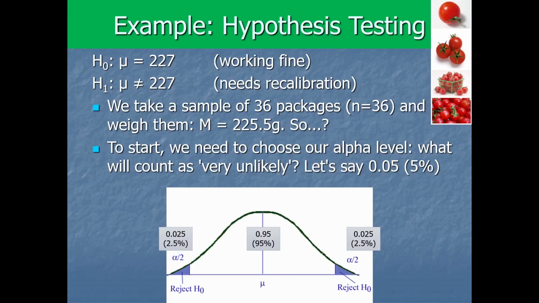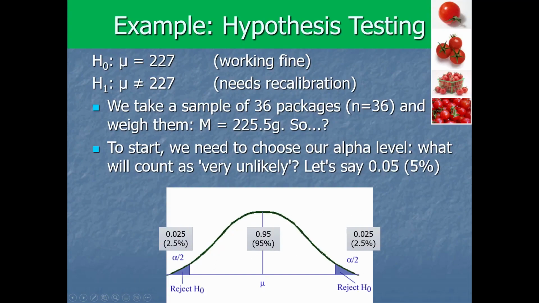In other words, this is the distribution of what all possible size 36 samples will look like when the machine is running properly. We're going to say the most extreme 0.05, right, because that was our alpha level, the most extreme 5%, those are samples that we would call unlikely to happen when the null is true, unlikely to happen when the machine is running right.